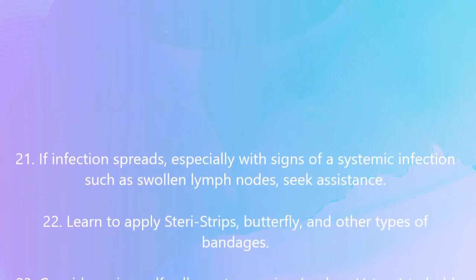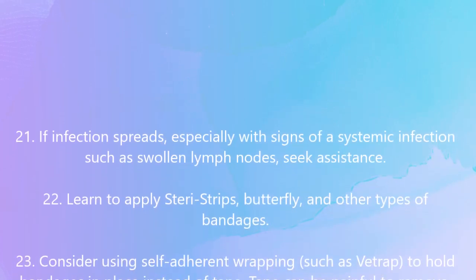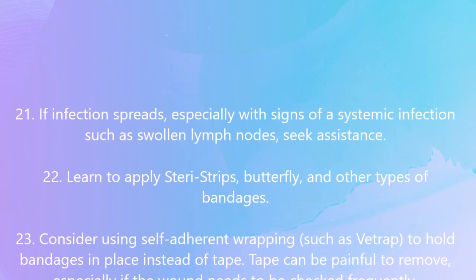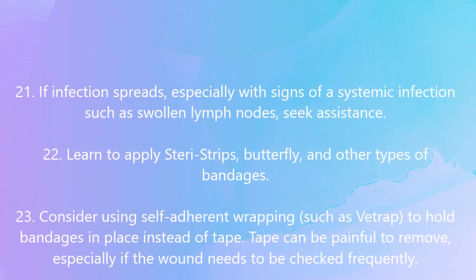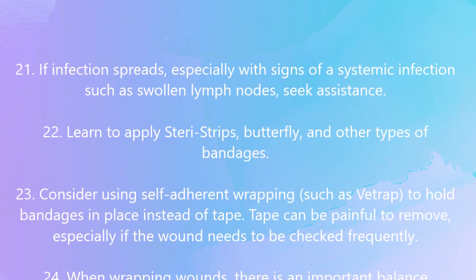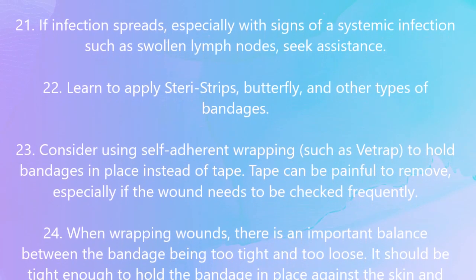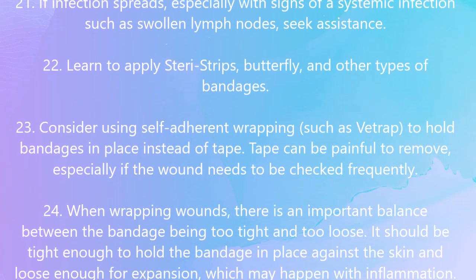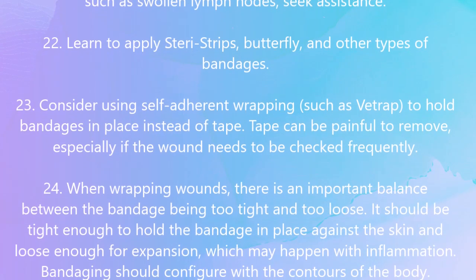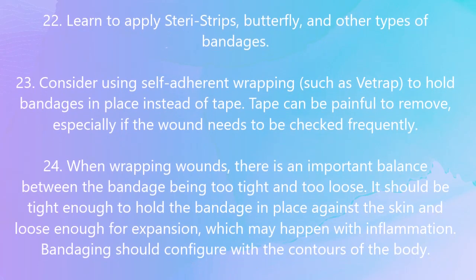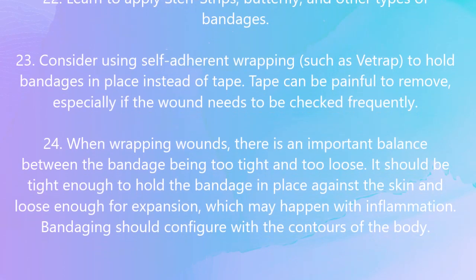Learn to apply steri-strips, butterfly, or other types of bandages. Consider using self-adherent wrapping such as vet wrap to hold bandages in place instead of tape. Tape can be painful to remove, especially if the wound needs to be checked frequently.